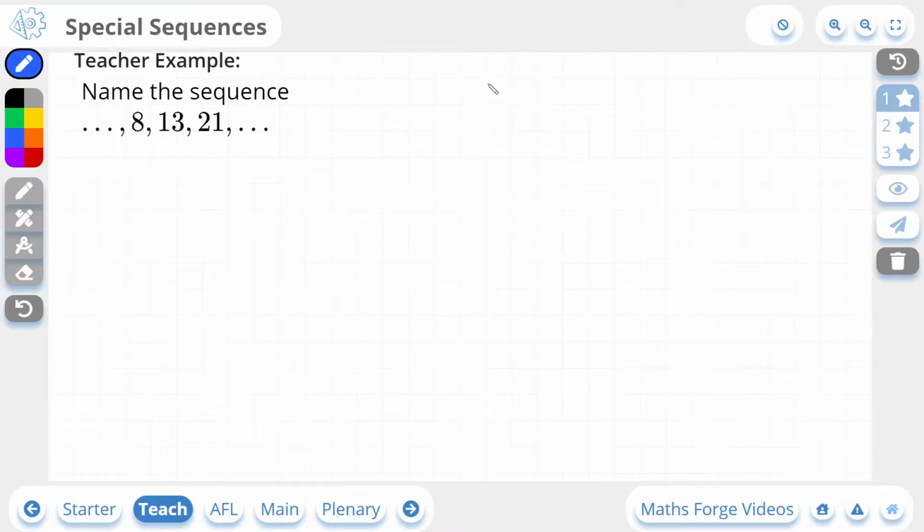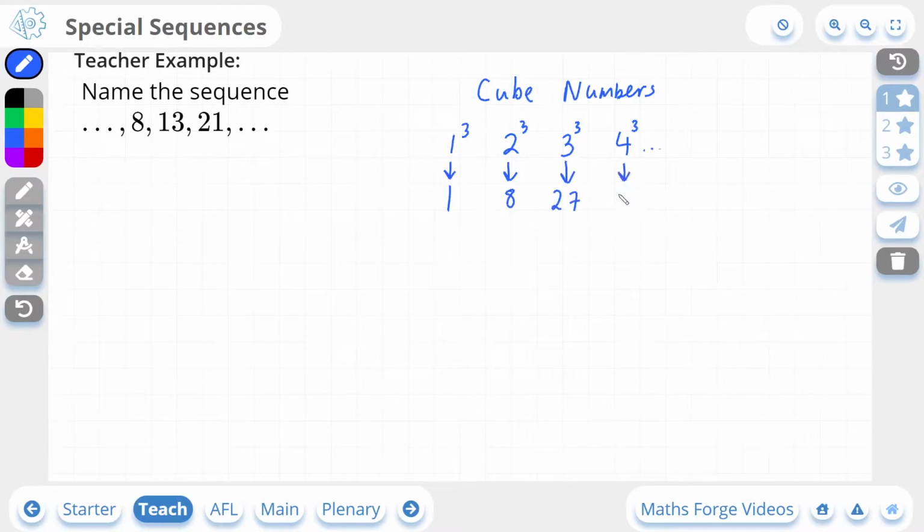Now, another special sequence is the cube numbers. And just like the square numbers, the cube numbers, you can get to them by taking your natural numbers, 1, 2, 3, 4, and so on, and cubing them. And of course, 1 cubed, 1 times 1 times 1 is 1. 2 cubed, 2 times 2 times 2 is 8. 3 cubed, 3 times 3 times 3 is 27. And 4 cubed is 64.